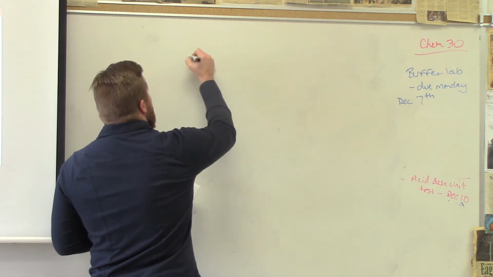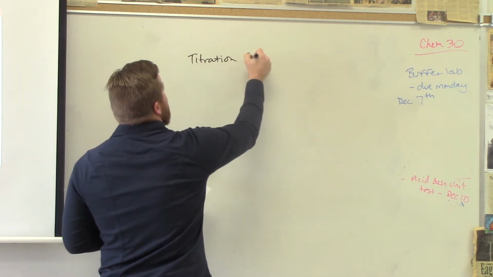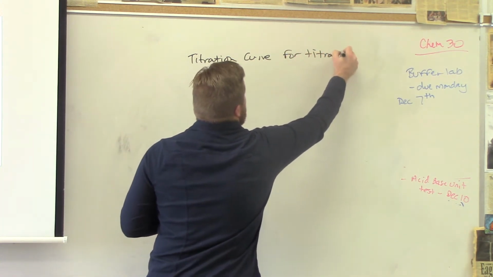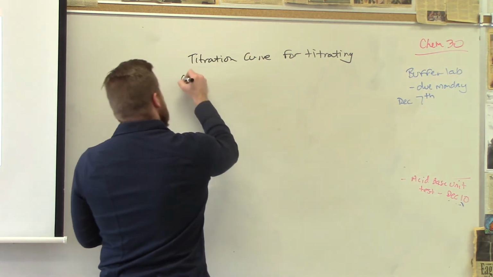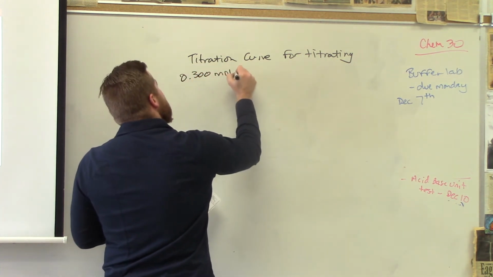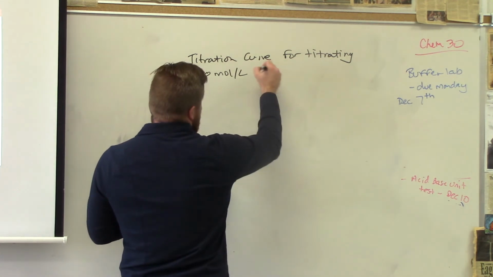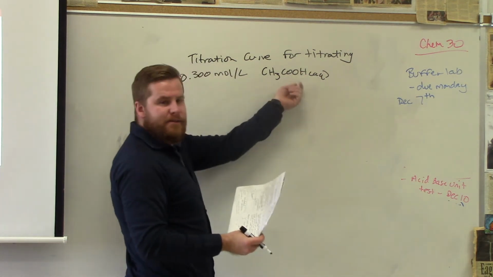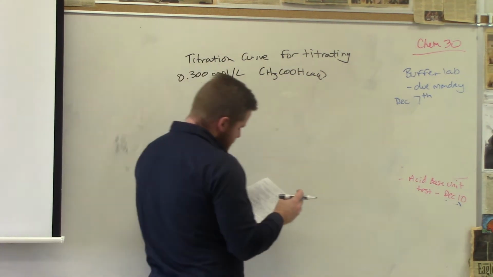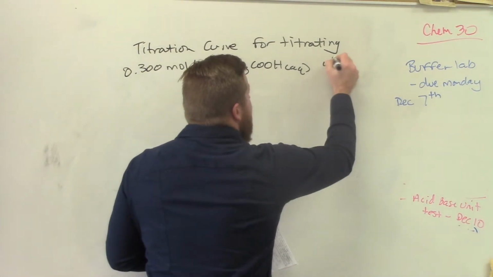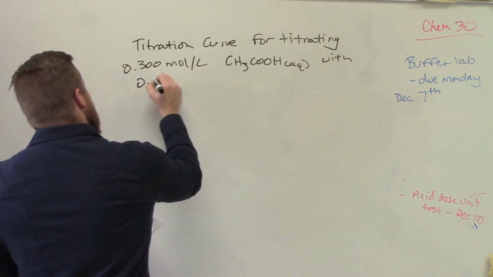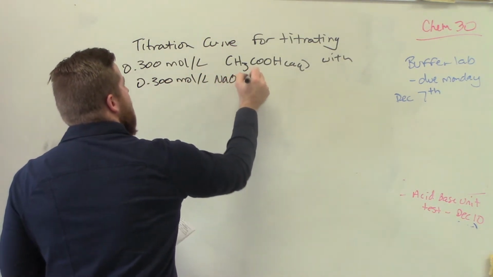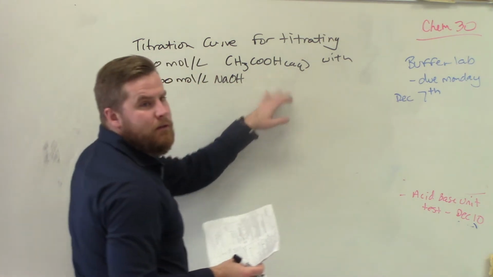All right, so let's look at this. This is a titration curve for titrating 0.300 mole per liter acetic acid, or ethanoic acid, the common name for which is vinegar, with 0.300 mole per liter NaOH. So that's going to be hydroxide, OH negative, with a weak acid. Okay?